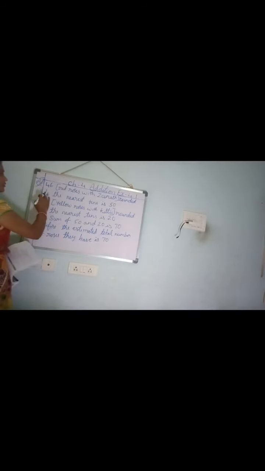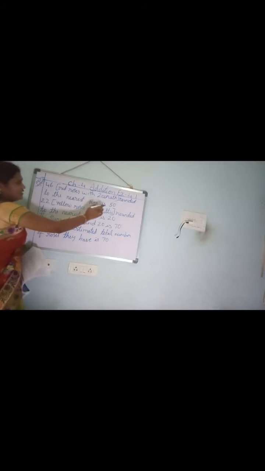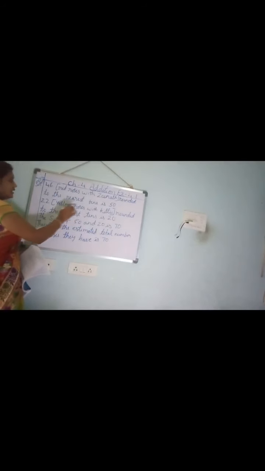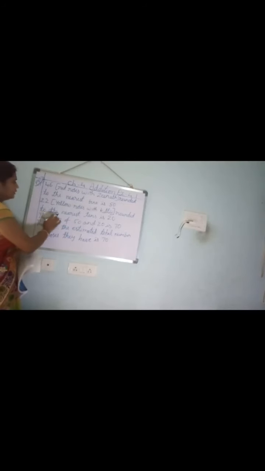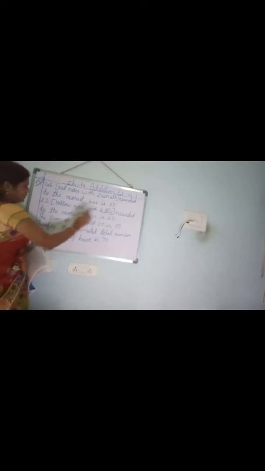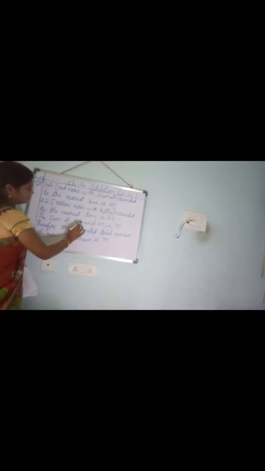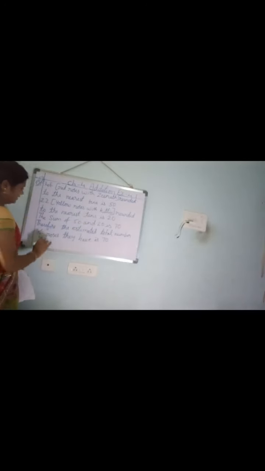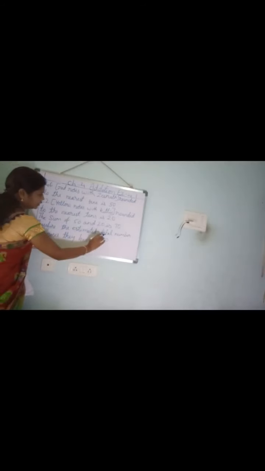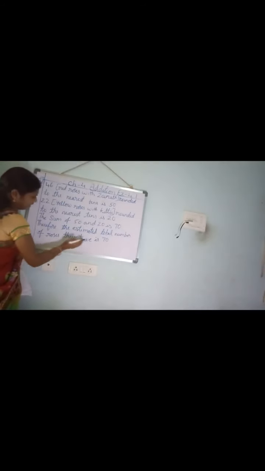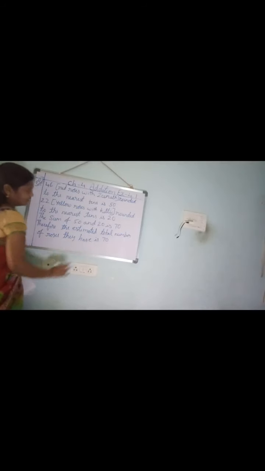See children, Zenith has 46 roses. If you round that 46, 50 is the nearest tens. See, Kittu has yellow roses 22. If you round that 22, nearest 20. The sum of 50 and 20 is 70. Therefore, the estimated total number of roses they have is 70. Understood children? You should copy in the workbook. This is a word problem. How to estimate the sum.